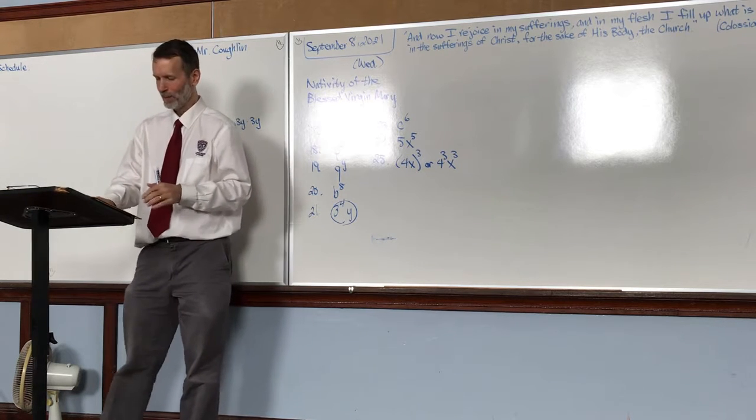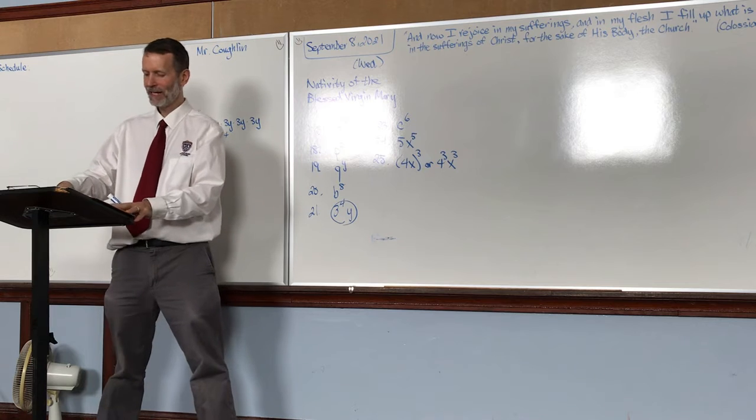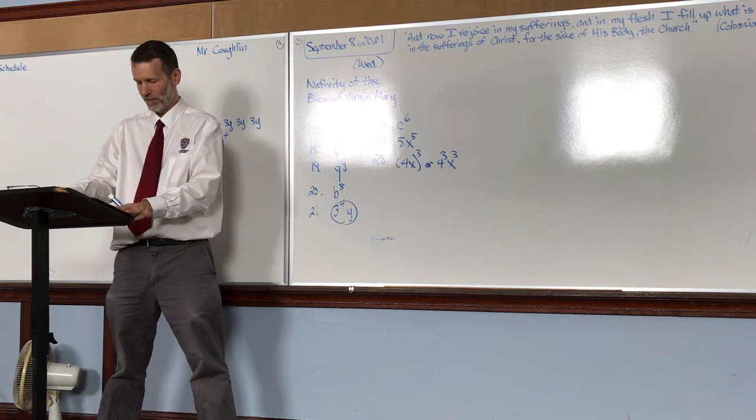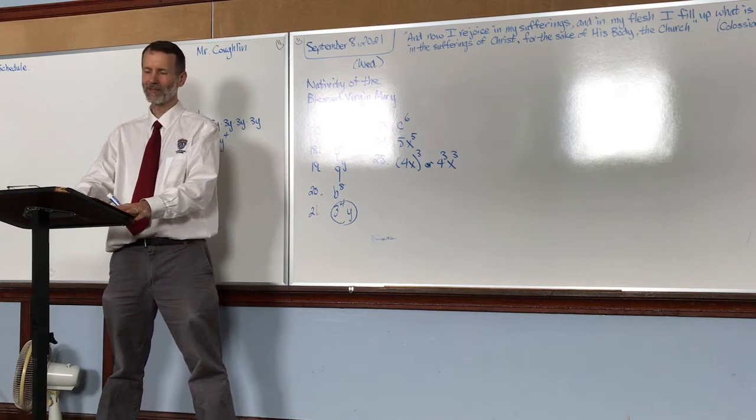Number 36, b to the 4th power when b is 9, that's 9 to the 4th power. And the final answer is 6561.